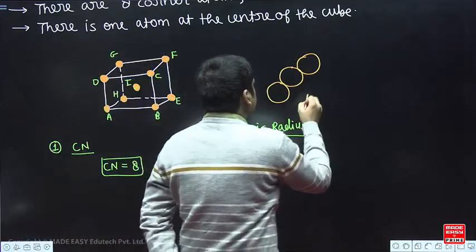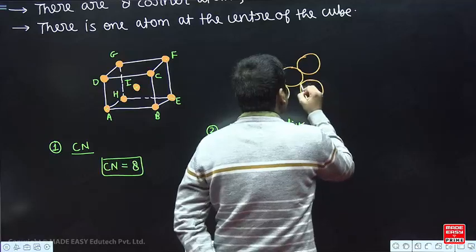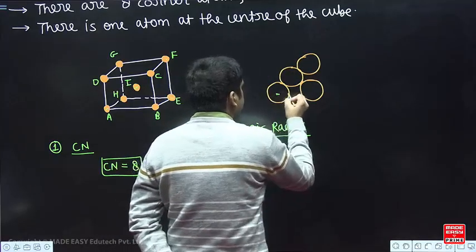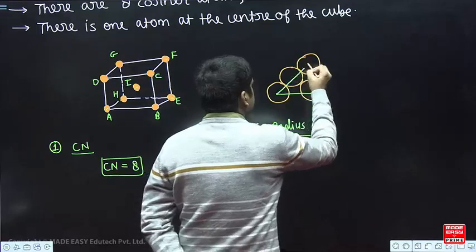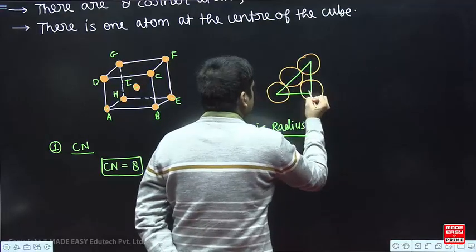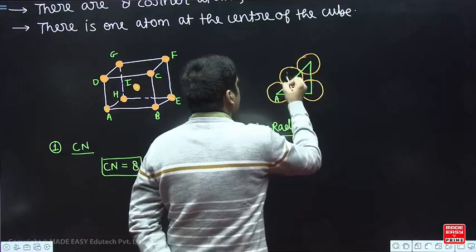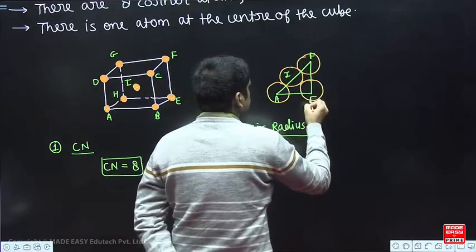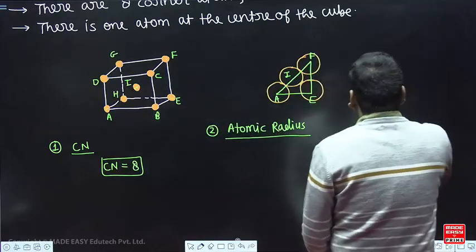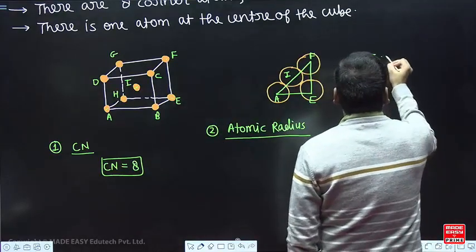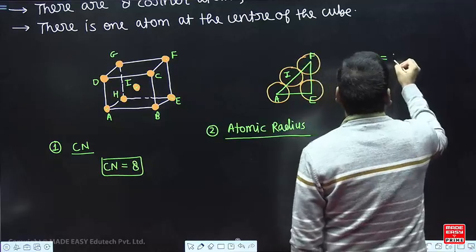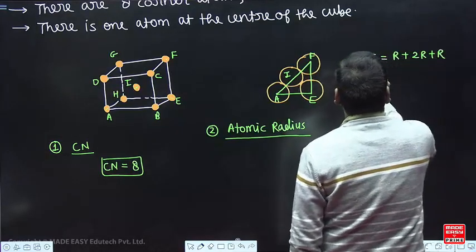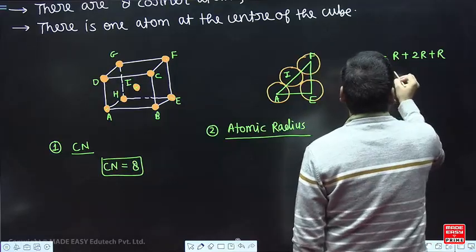E and I are also touching each other, so this is E and I. So now we have A, I, F and E. Looking at this triangle, AF is R plus 2R, plus R. So AF is 4R.